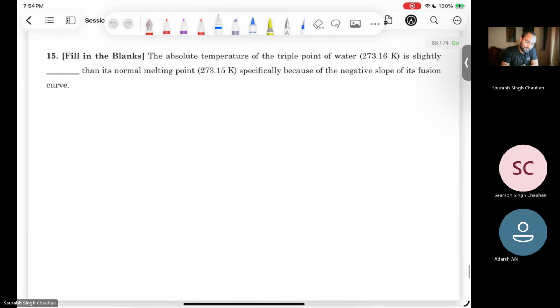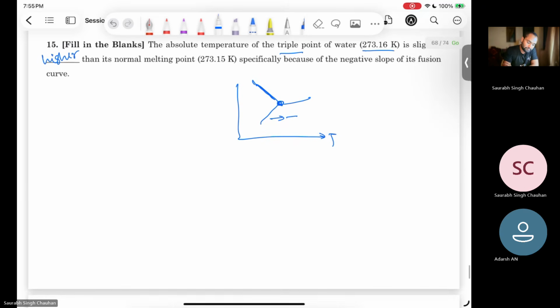The absolute temperature of the triple point of water is this. But then its normal melting point temperature is slightly higher. So this is the triple point and the melting line is this one. So the triple point is on that side, because of the negative slope of its fusion curve.